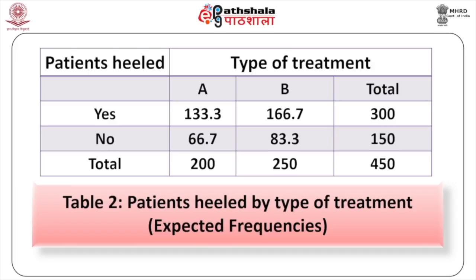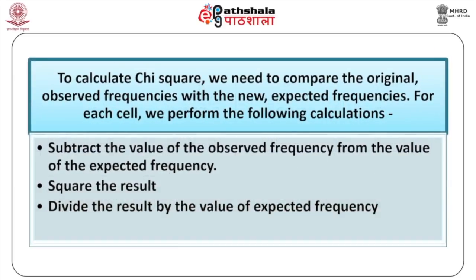Note that chi-square is not reliable if any cell in the contingency table has an expected frequency of less than 5. To calculate chi-square, we need to compare the original observed frequencies with the new expected frequencies. For each cell, we perform the following calculation. First, subtract the value of the observed frequency from the value of the expected frequency. Second, square the result. And third, divide the result by the value of the expected frequency.